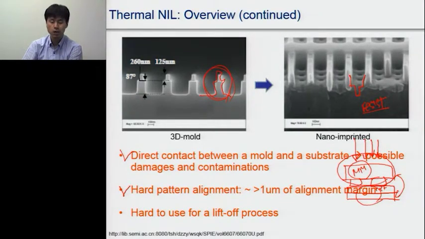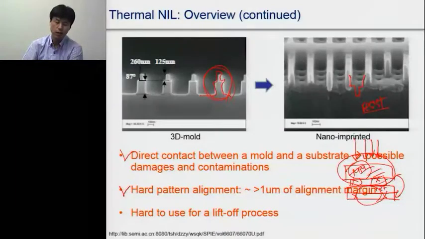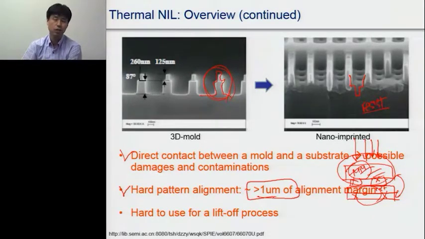So that is why we will discuss this issue later in the slides. But since the master mold is not transparent, it is very hard to align the markers on the master mold to the alignment markers formed on the substrate. So in most cases, the alignment margin is bigger than 1 micrometer, which is not acceptable for nanoscale pattern definition. So this is another big problem of thermal nano imprinting lithography.